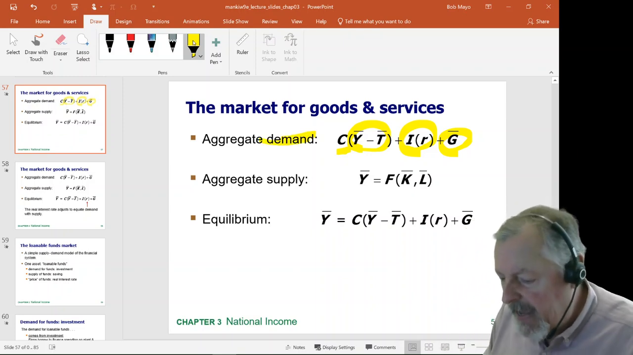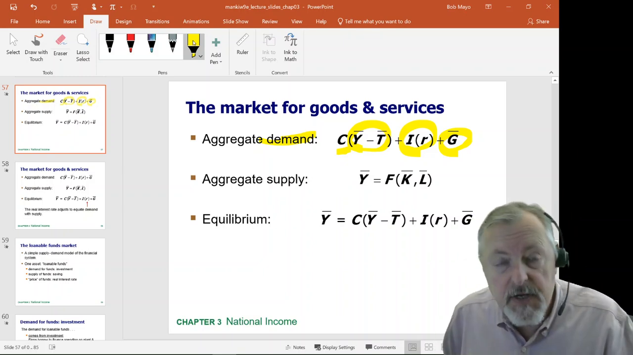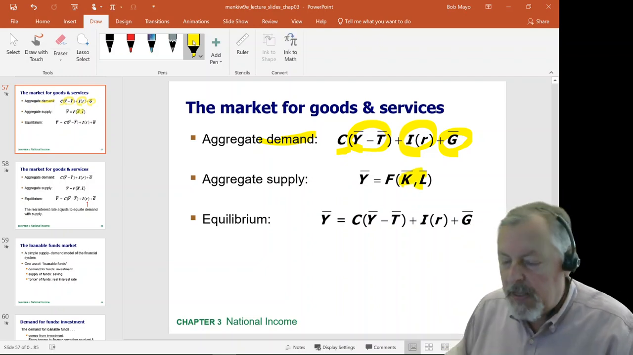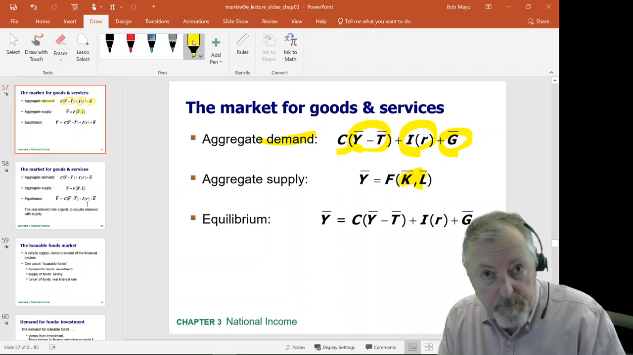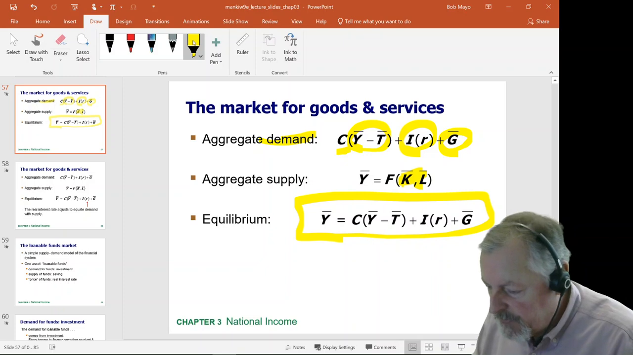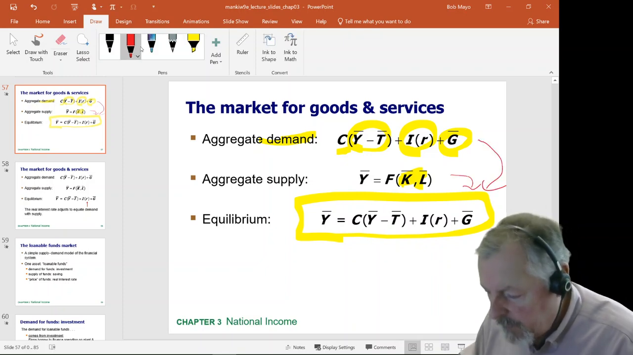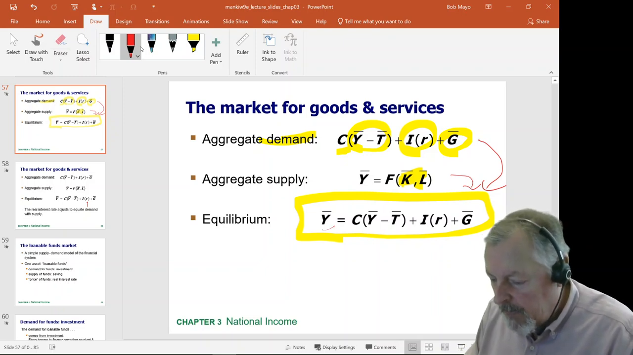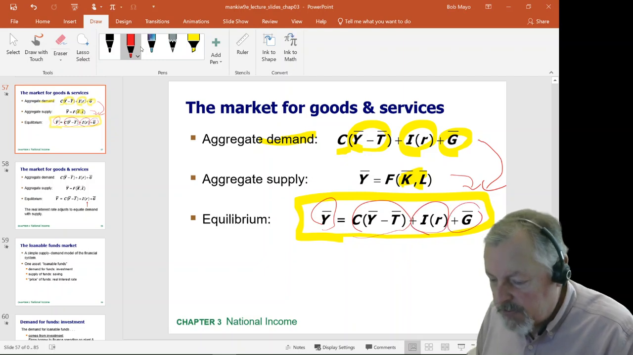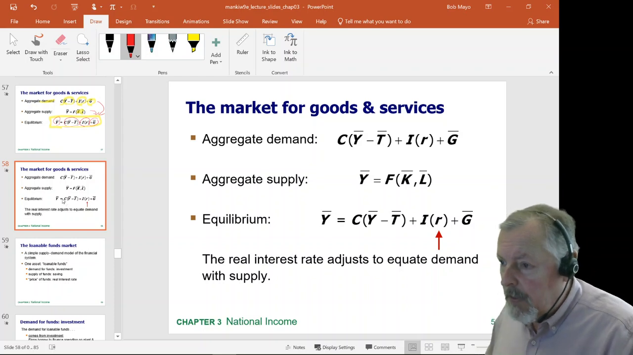Okay, so that's the demand side. What is the supply side? How much stuff is being produced? That's a function of capital and labor. Therefore, if supply and demand are in equilibrium, this must be true. You're just substituting these into that. Total output must equal consumption plus investment plus government. And it is the interest rate.